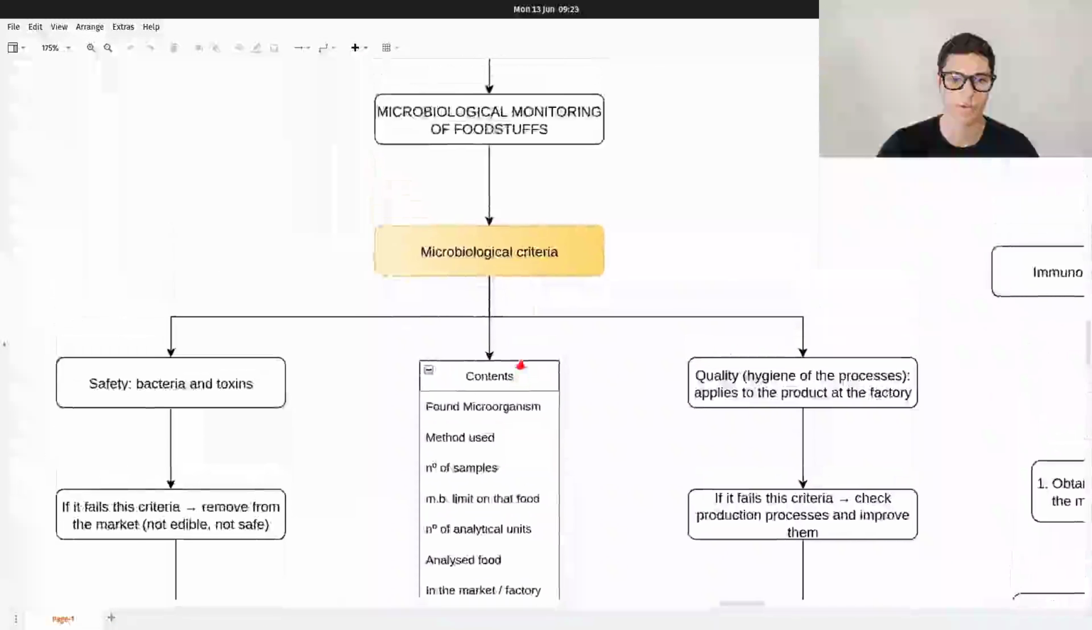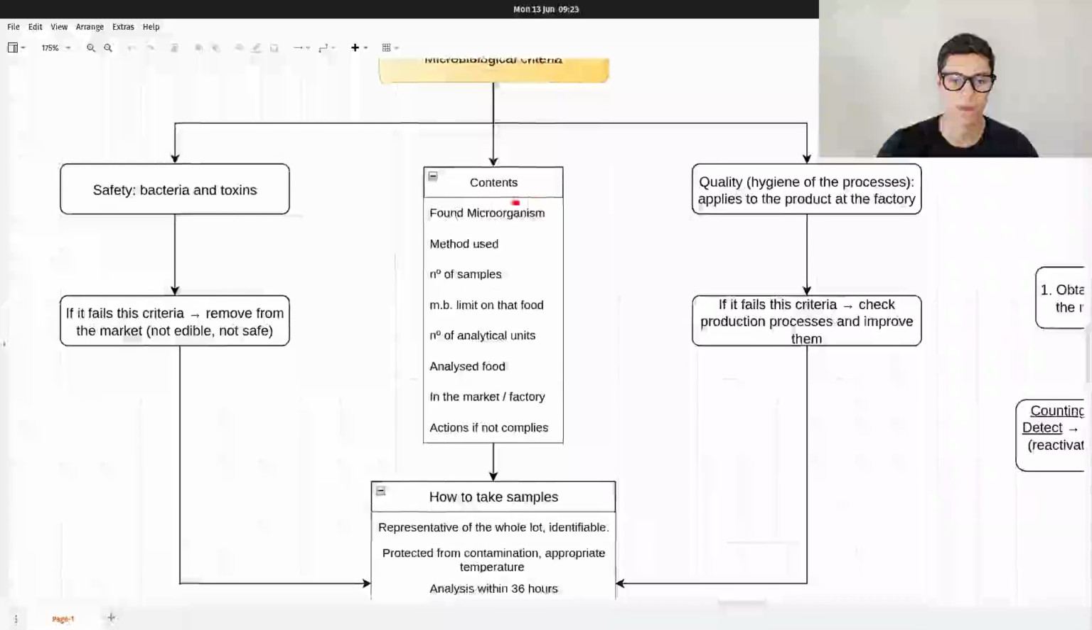So the contents of the microbiological criteria are: we need to state the microorganism found, the method we use, the number of samples, the microbiological limit for the analyzed food, the analyzed food of course, the number of analytical units, and whether we analyze a product that's already on the market or at the factory, and the respective actions if it doesn't comply with the criteria. For safety, as we already discussed, remove it, and for hygiene of the processes, improve them.